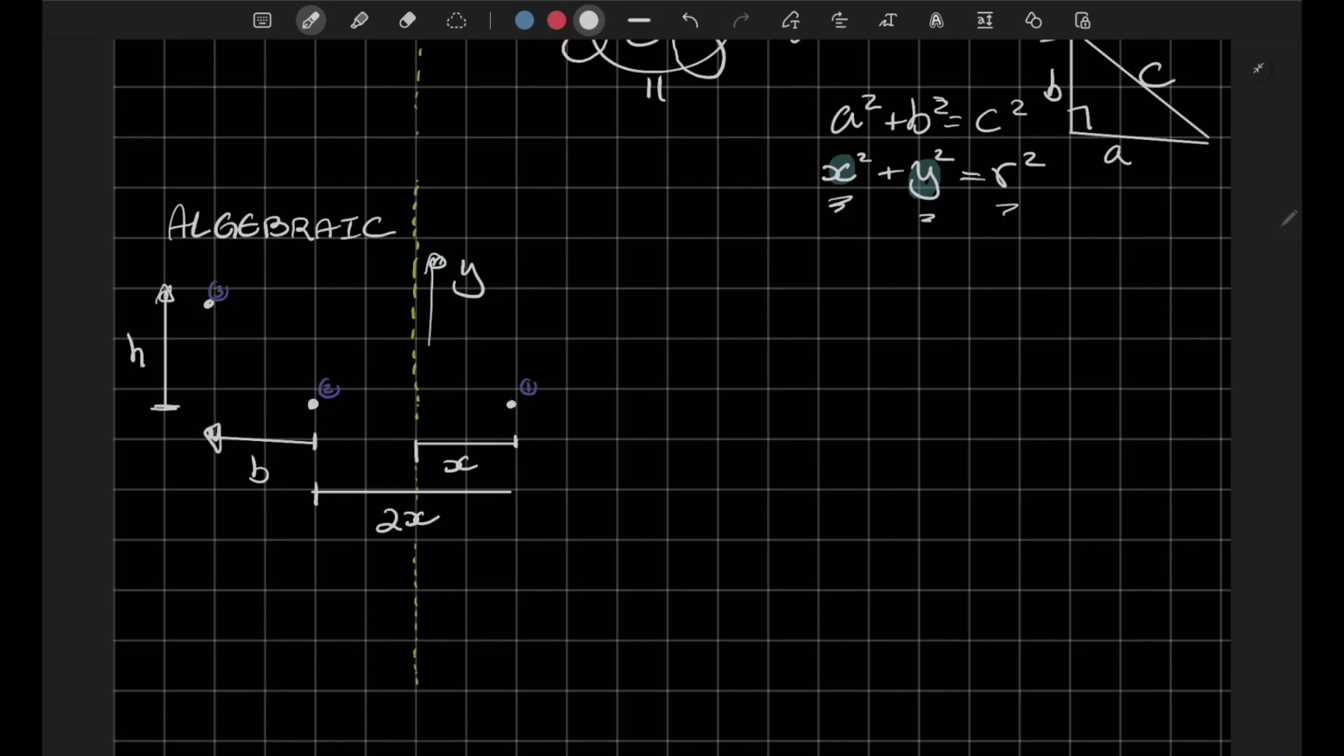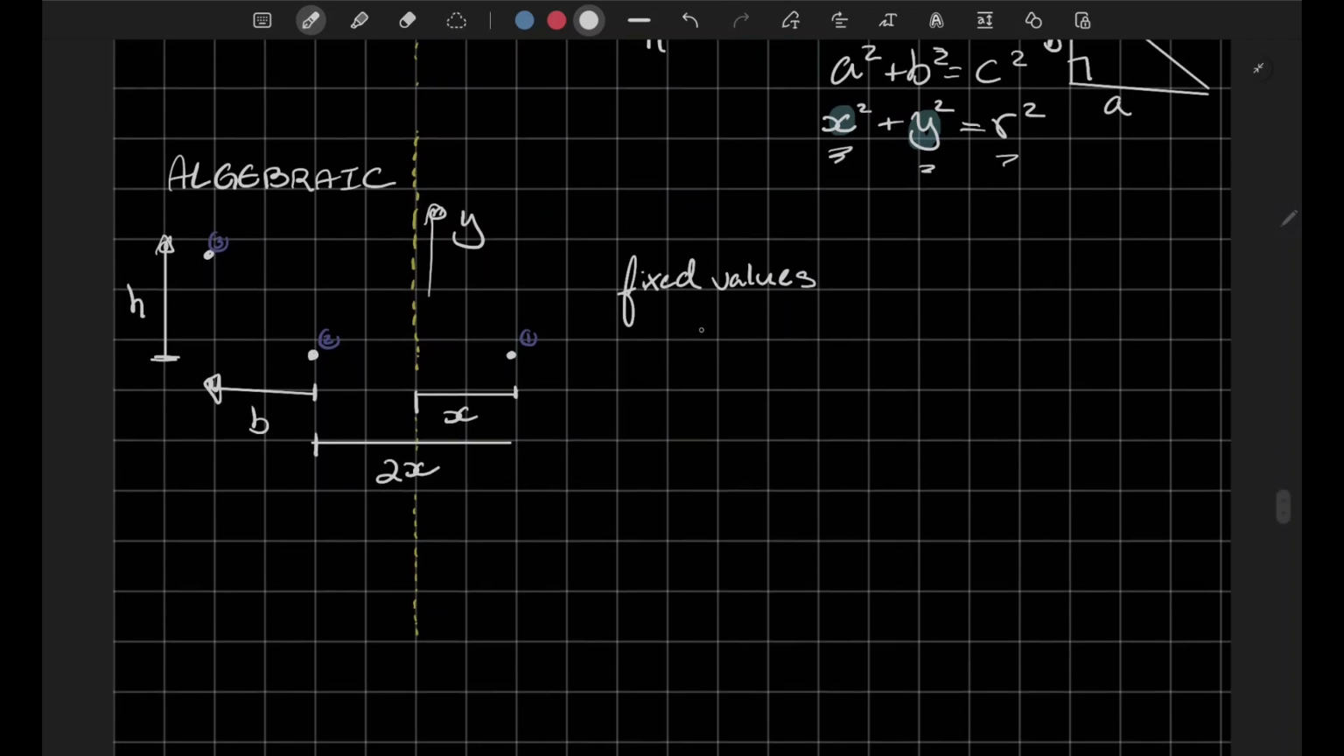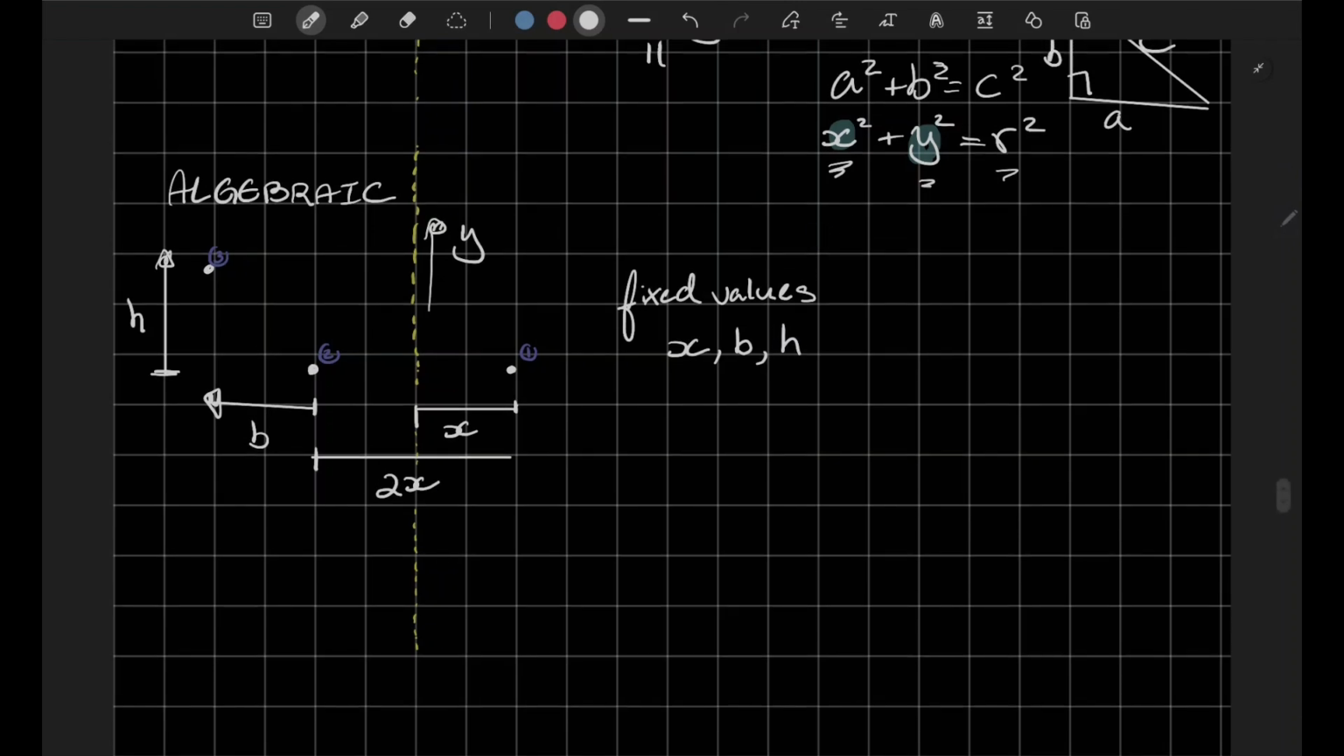We don't know what y is. We are given, so let's write this down actually. So our fixed values, given some 3-point configuration, are x, our distance between points 1 and 2, b, which is our horizontal distance from points 2 and 3, and h, which is our vertical distance from points 2 and 3.